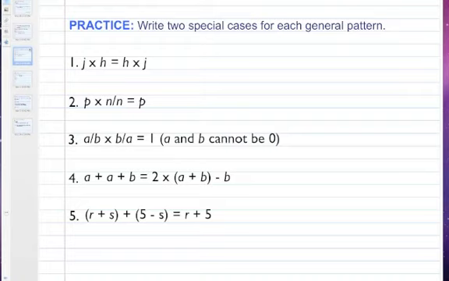So let's get you working with some general patterns that have two variables. Please copy the following general patterns 1 through 5 in your math notebook. Then write two special cases, two examples for each general pattern. Press play when you're ready to check your work.